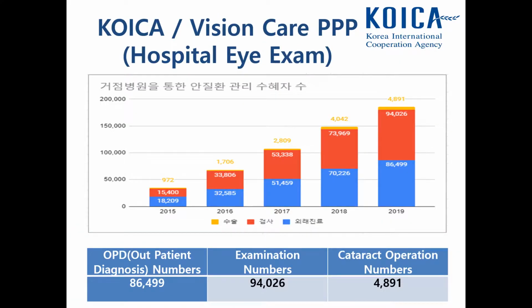These numbers and the diagram show the current 5 years of results via KOICA Vision Care PPP. From 2015, all numbers of OPD patient examinations, including refraction and IOP numbers, and the cataract operation numbers are increasing. But due to COVID-19, all procedures have stopped from April.